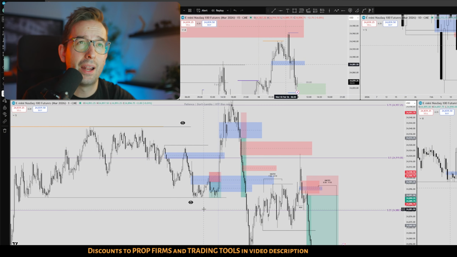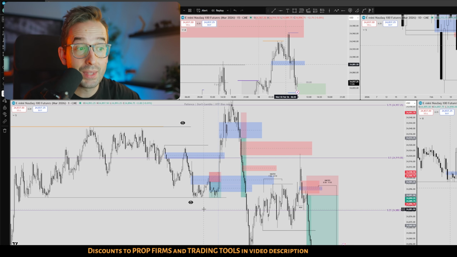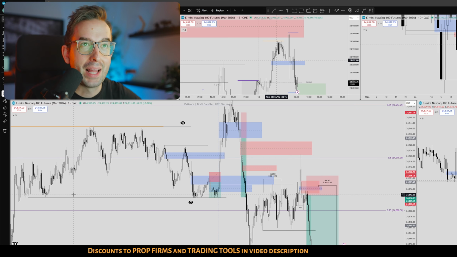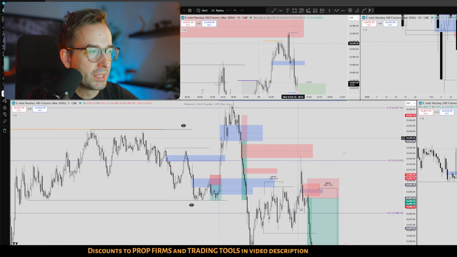In my opinion, was that an A+? It wasn't, but I just tried capturing a quick and easy move. And it looks like technically what price did is it just created a better level for later on. So what did price do at 7 o'clock? It just exploded to the upside.